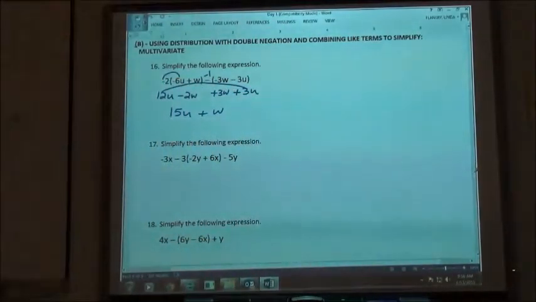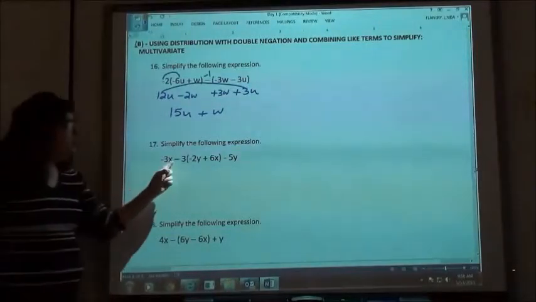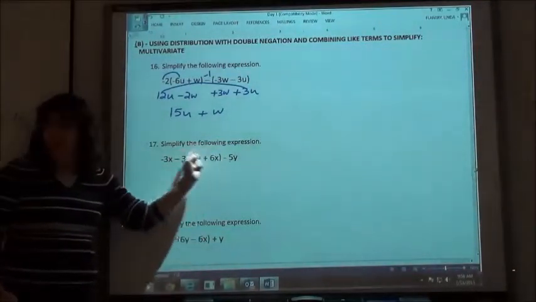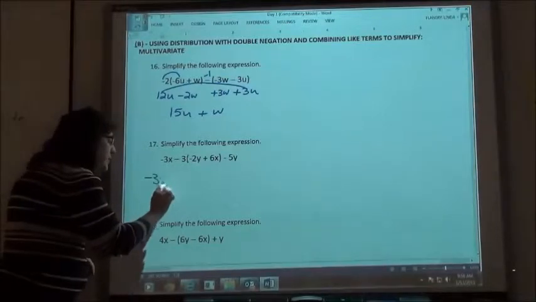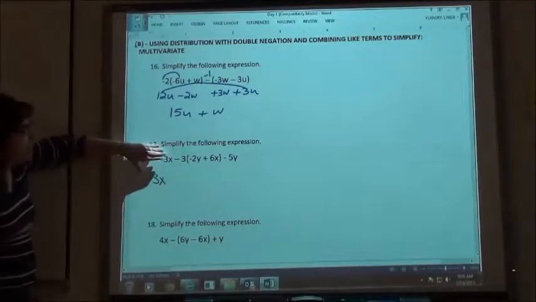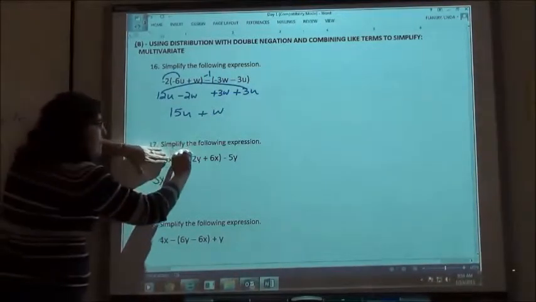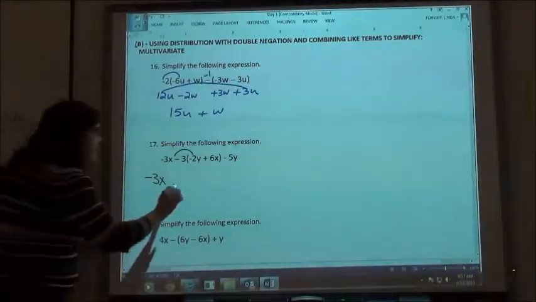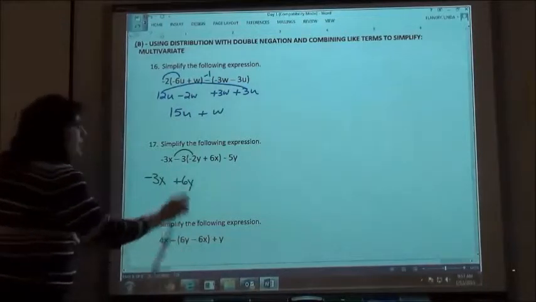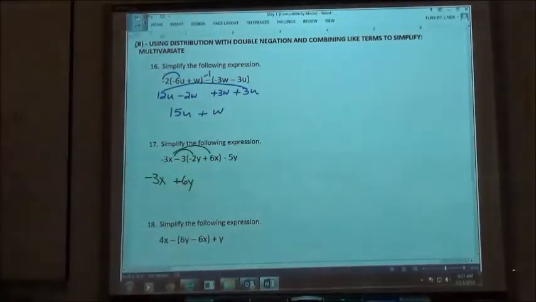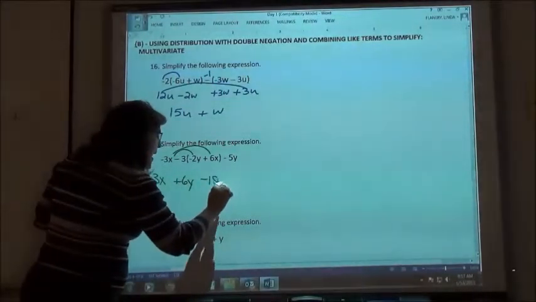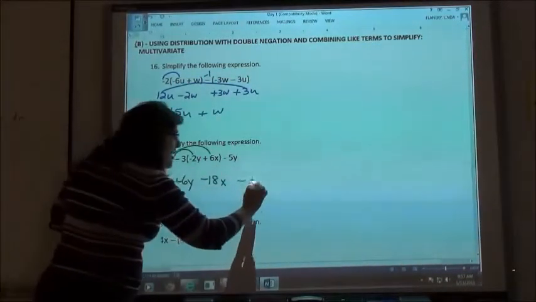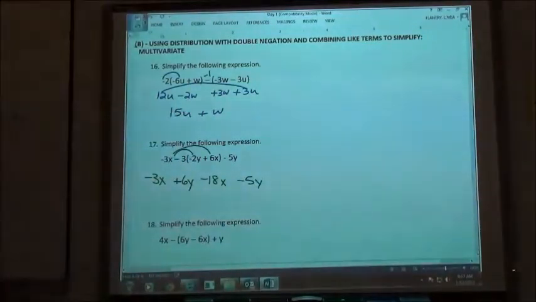So, number 17. We're going to start out, use our distributive property here in the middle. So that minus 3x is going to stay there in front. And then we're going to multiply. Negative 3 times negative 2y would be positive 6y. A negative 3 times a positive 6x would be negative 18x. And then that minus 5y is just going to go in the end because it wasn't in the parentheses.